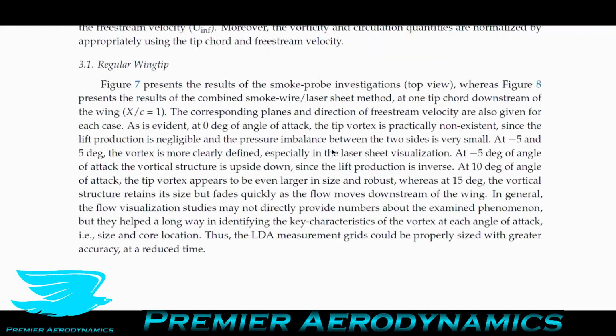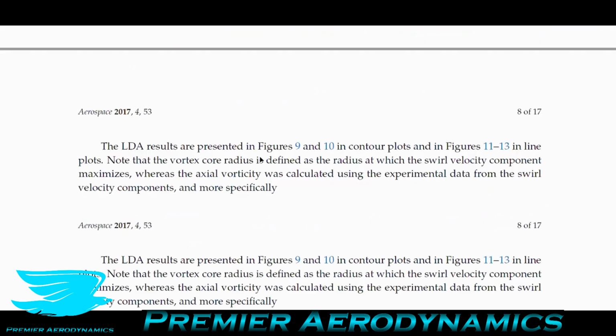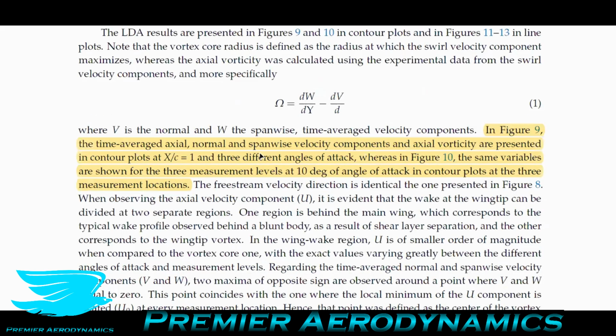Now they said that at -5 degrees, there was a wingtip vortex, but the opposite sign on the lower surface, because that's now producing negative lift, as I mentioned at the start of the podcast. Then at 10 and 15, this vortex becomes very strong. Moving on, they said that in figure 9 they have other parameters, so let's look at that.